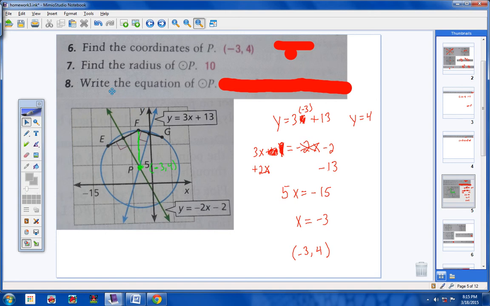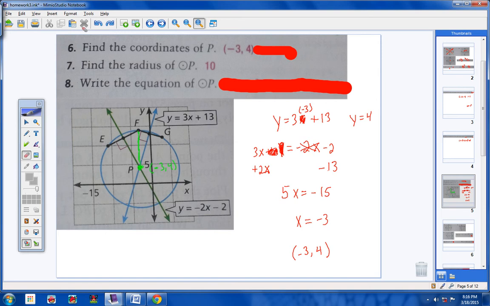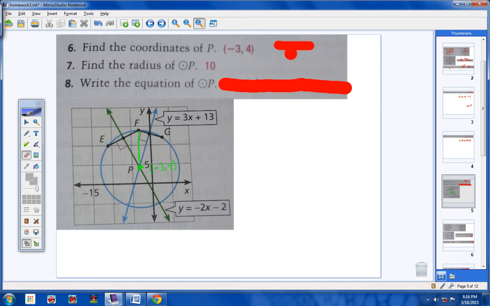Now we're going to write the equation of circle P. Anytime you're writing the equation of a circle, you need two things. Remember, you need the center, and we have that, and you need the radius, and we have that. The center is -3, 4, and the radius is 10.